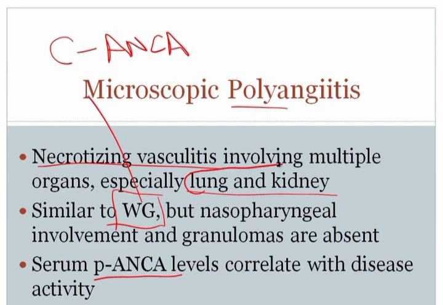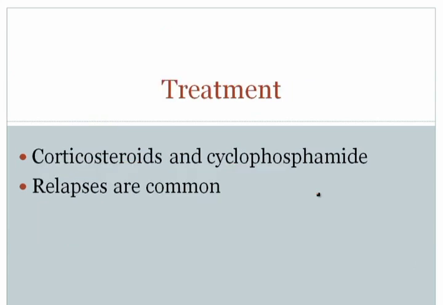So although it involves the lung and the kidney, and so therefore can look somewhat similar to Wegener's granulomatosis clinically, it's going to be very distinct because it will not have nasopharyngeal involvement. On biopsy, it will not have granulomas, and instead of a C-ANCA, it will have a P-ANCA. Treatment for this disorder is very similar to Wegener's granulomatosis. Cyclophosphamide and corticosteroids, and relapses, again, are common.